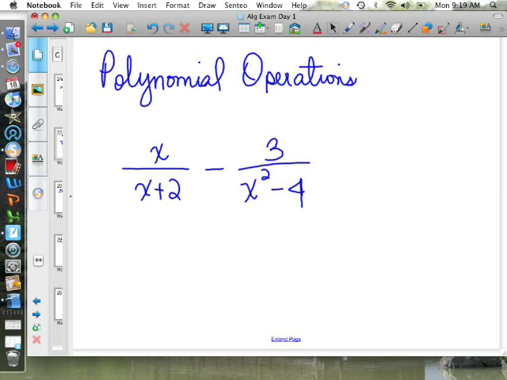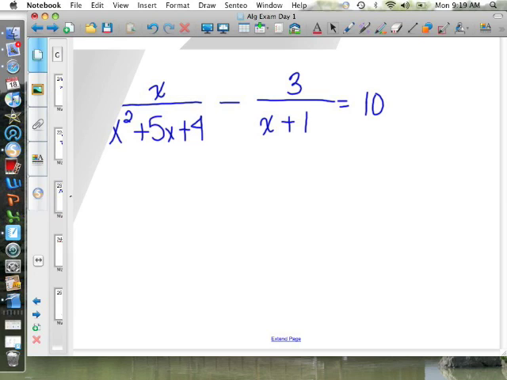We looked at this. What do you have to do to add these two fractions? Common denominator. But before you can find it, what do you have to do? You have to factor. If anything can be factored, you need to factor it. All right? Then you find your common denominator. You multiply your numerators by what they need to be multiplied by, and you get your final answer.